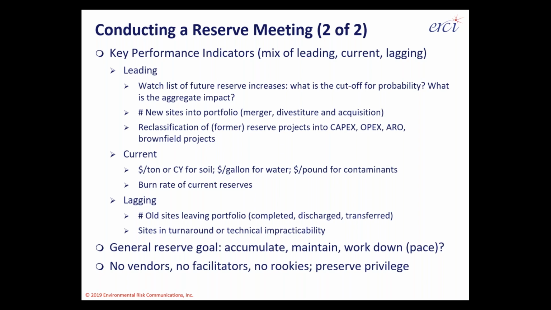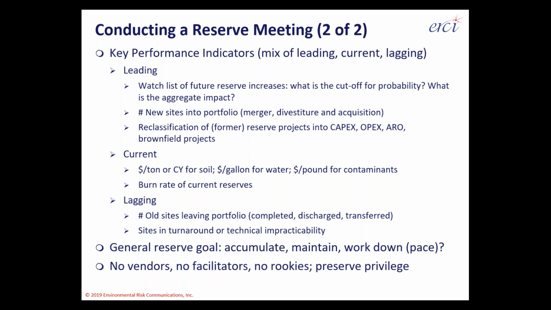The general reserve goal should always be a useful philosophical point to end on. Are we trying to manage our accumulating reserves and projects? Are we trying to maintain our reserves at a given level or within a given range? Or are we trying to work that down over, and here's where pace to closure comes in, over 5 years or 10 years or 30 years?